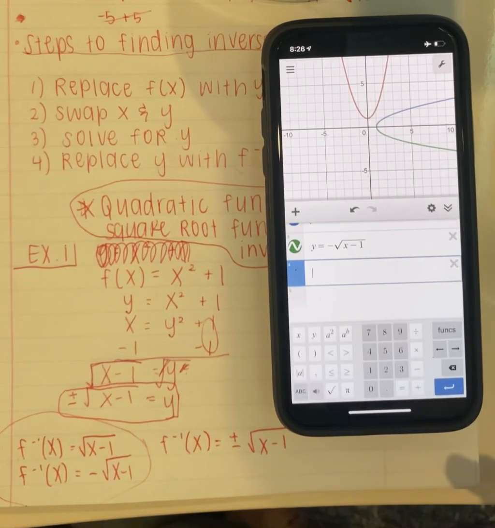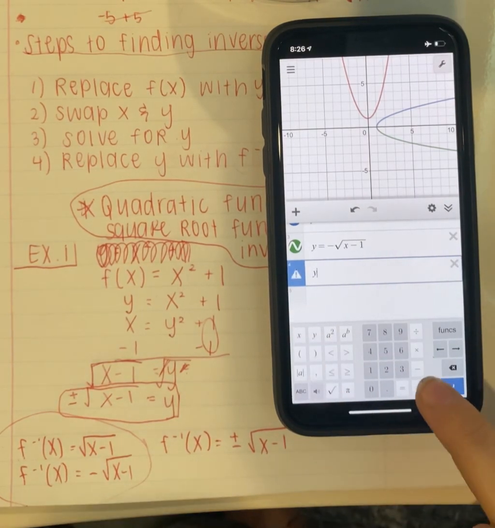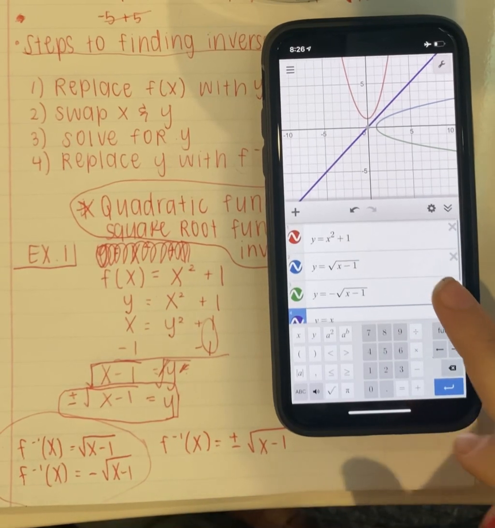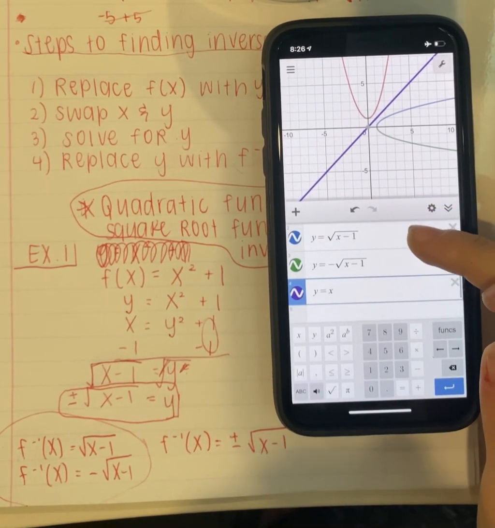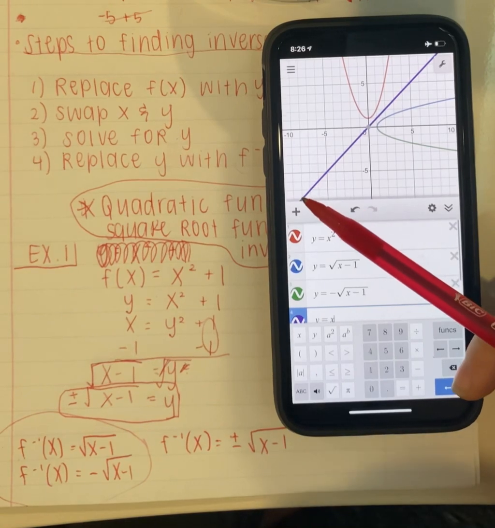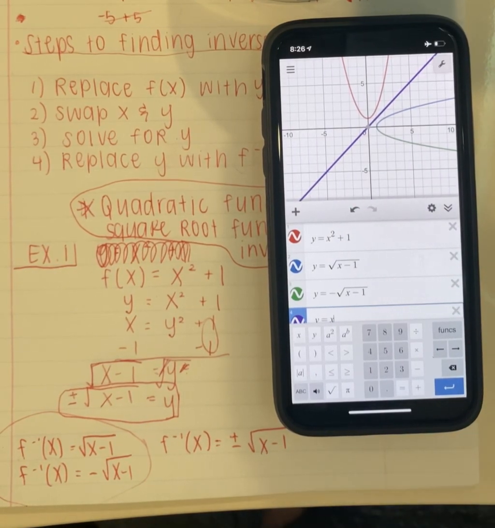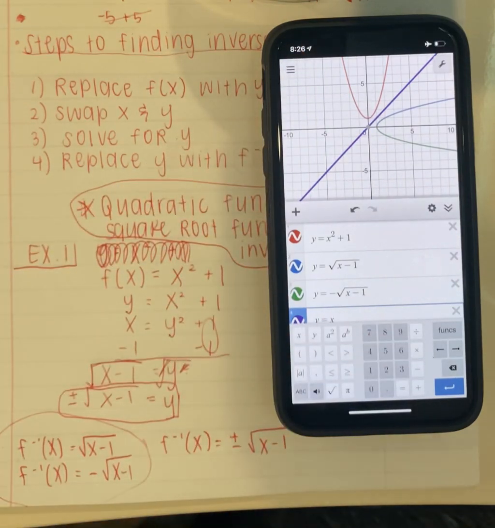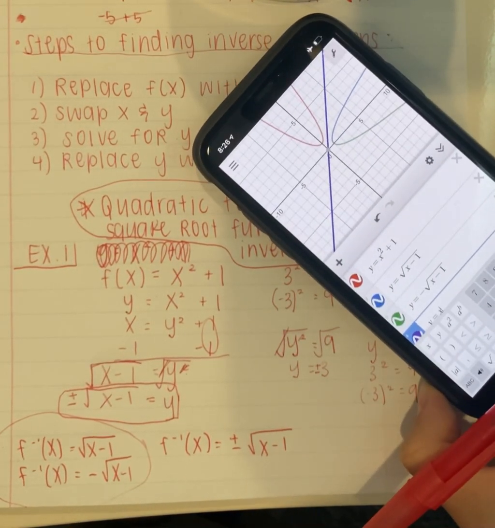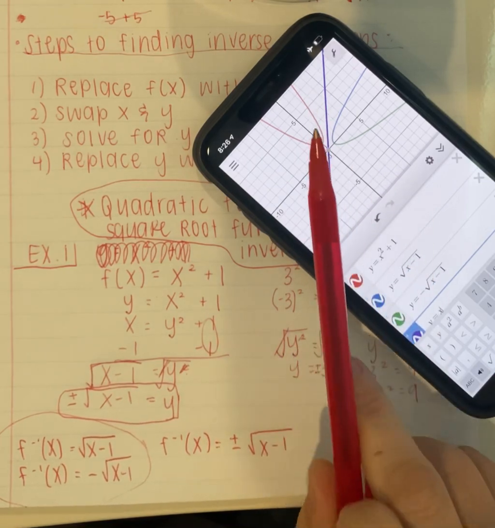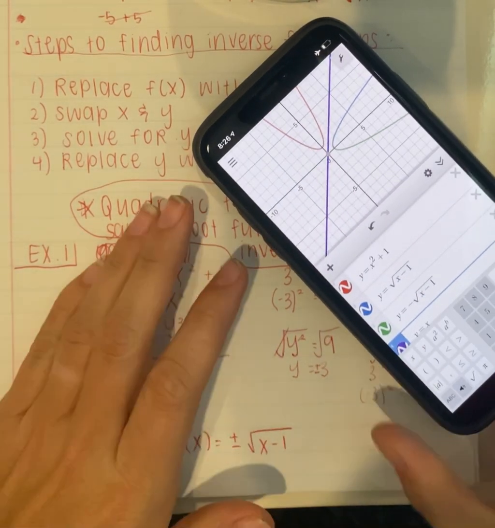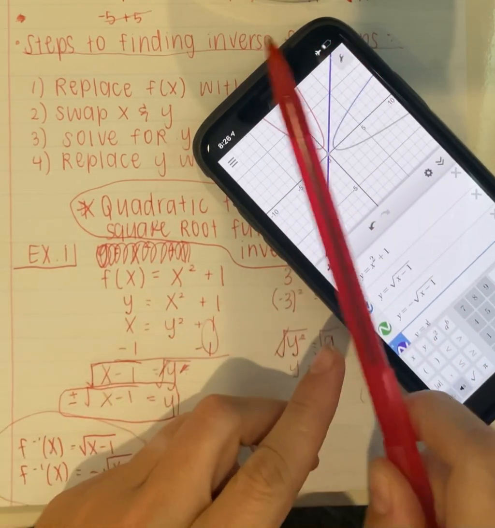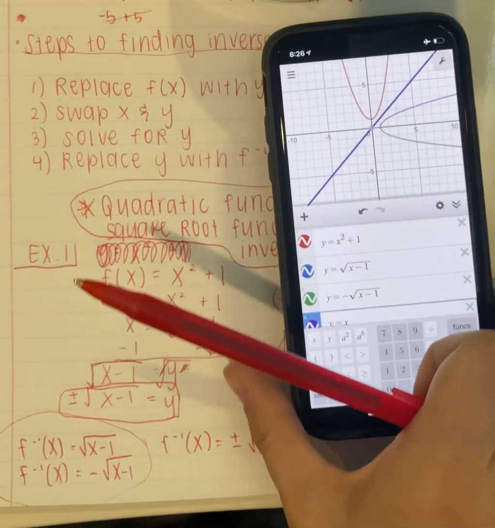One way you can test is to type in the equation y equals x. What it does is go diagonally through the middle so that each function is a reflection of the other one. So if you were to turn it like this, you can see the mirrored effect. Here's your mirror in the middle, and both functions reflect across onto the other one.